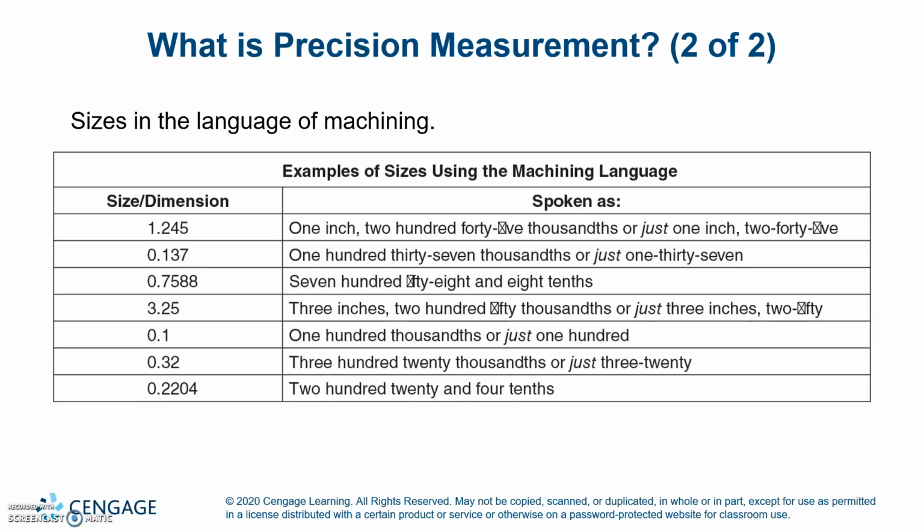3.25 is 3 inches 250 thousandths, or just 3 inches 250. 0.1 is 100 thousandths, or just 100, and 0.32 is 320 thousandths, or just 320. 0.2204 is 220 and 4 tenths.